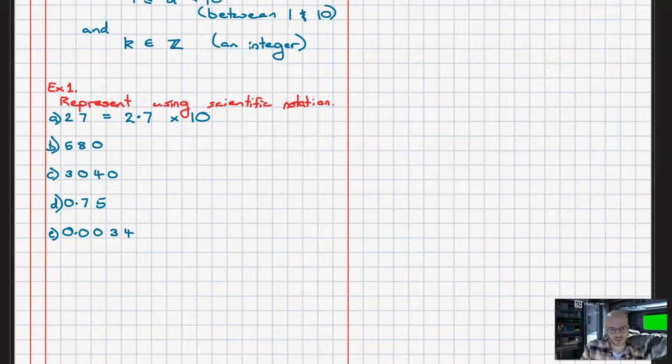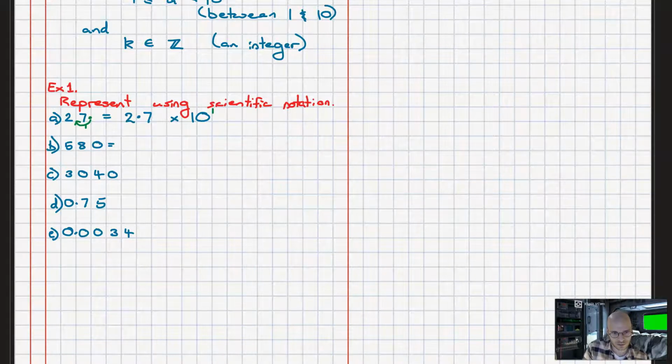Now, to know what the exponent's going to be, we first identify the decimal point on the original number. So originally it was here. And what we did was we moved it over to here. So it did a single hop of 1. So the exponent on our 10 is going to be times 10 to the power of 1. So what we've done is we've changed 27 to scientific notation by rewriting it as 2.7 times 10 to the 1.